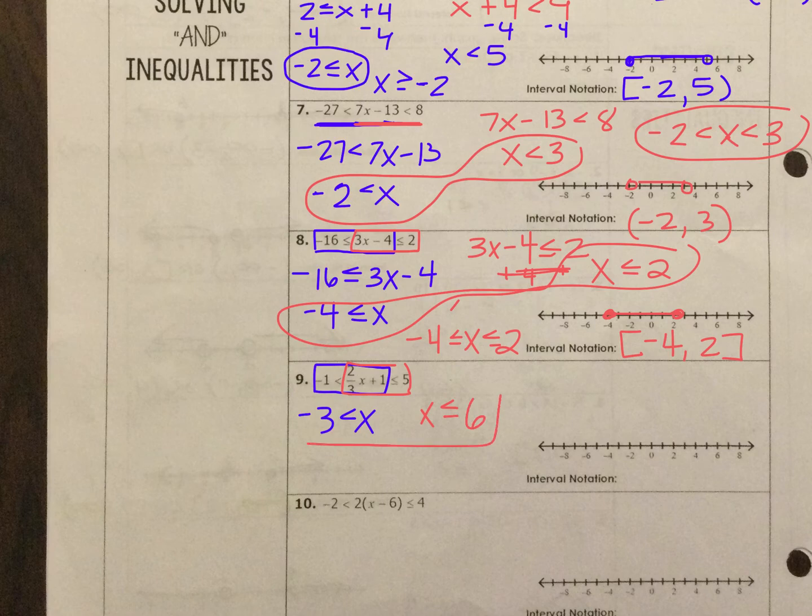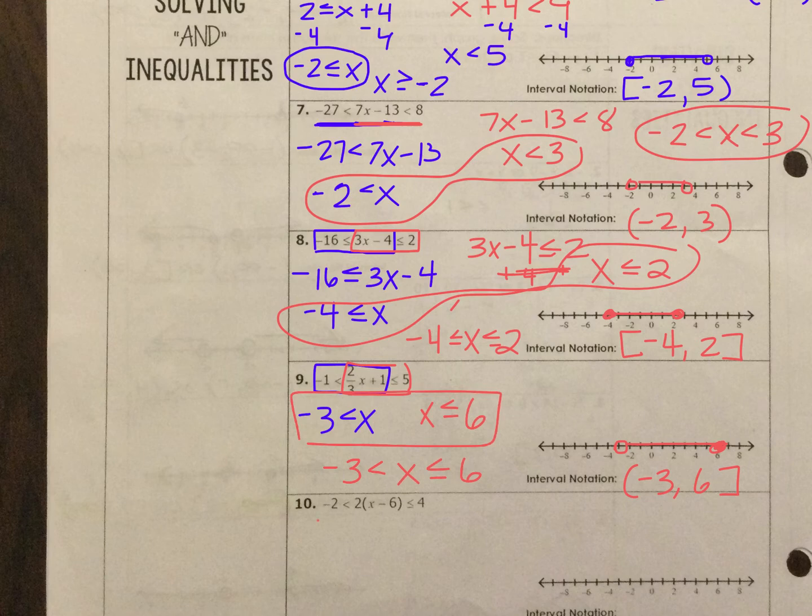When I put those together, negative 3 less than x less than or equal to 6. Open circle on negative 3, close circle on 6. Draw them together: parenthesis, negative 3, 6, bracket. All right.